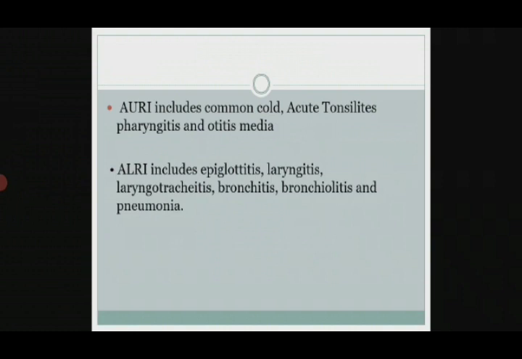Then the second category is acute lower respiratory tract infections, that are infection of the epiglottis, epiglottitis, laryngitis, laryngotracheitis, infection of bronchi, bronchitis, infection of bronchioles, bronchiolitis, and then lastly infection of alveoli, which causes pneumonia.